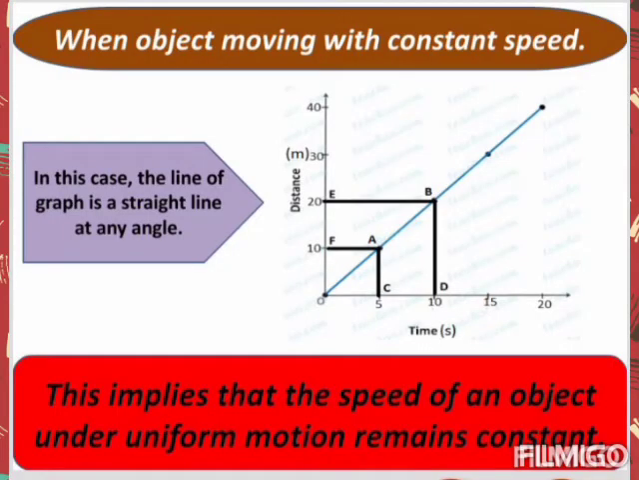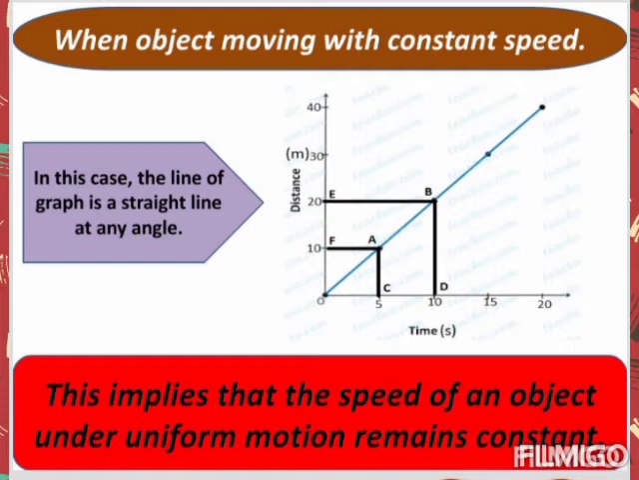Okay, here is the graph when the object is moving with constant speed. First of all, we have to draw two lines, a vertical line and a horizontal line. We mention the values of time on the x-axis because time is an independent quantity, and the other quantity is distance, so we mention the values of distance on the y-axis. The unit of distance is meter and the unit of time is seconds. Now we have to draw the graph when the speed is constant.